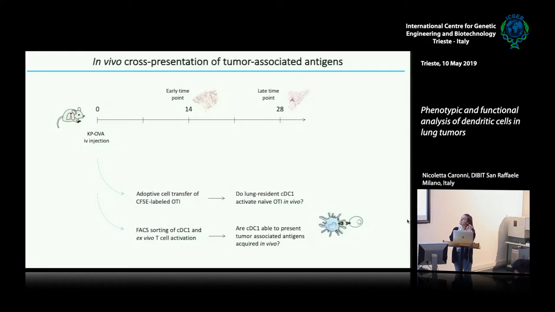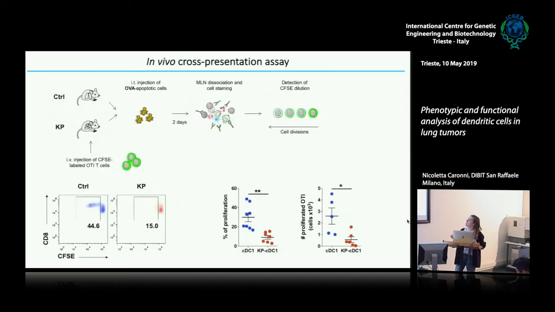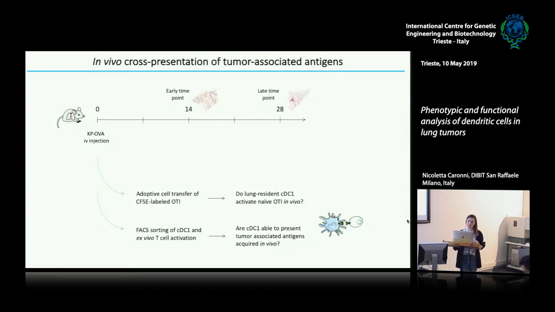Then, this, of course, is a model, because here we have apoptotic thymocytes that are not tumor cells, and ovalbumin. So we decided to look at the presentation of tumor-associated antigens, and for that reason we came back to the KP cell line, and we performed an adoptive cell transfer of labeled OT1. And also we sorted the cDC1 and co-incubated them ex vivo with T cells, in order to see if these cells present in the lung were able to activate naive OT1.